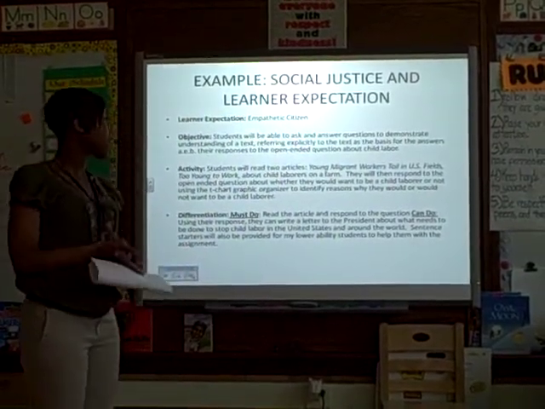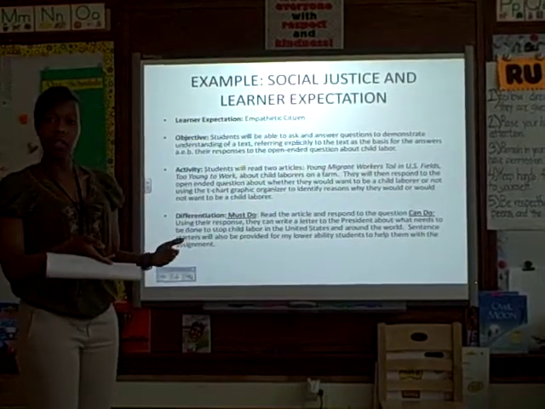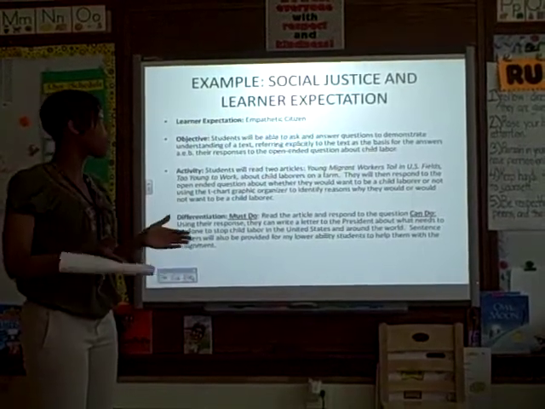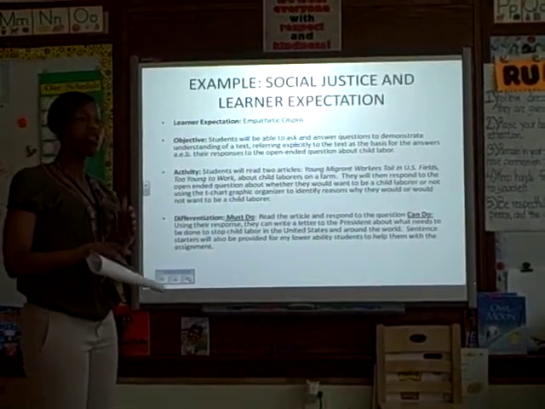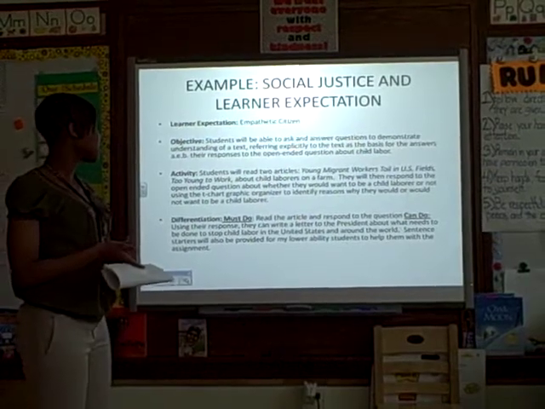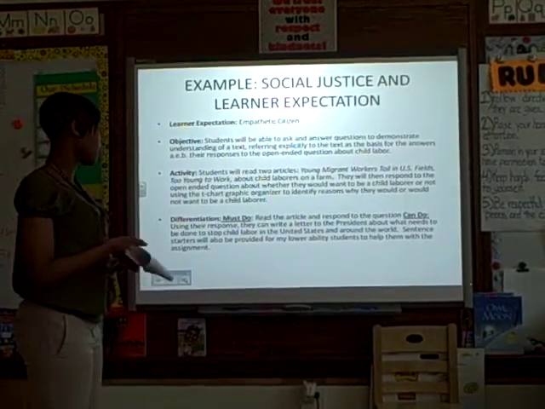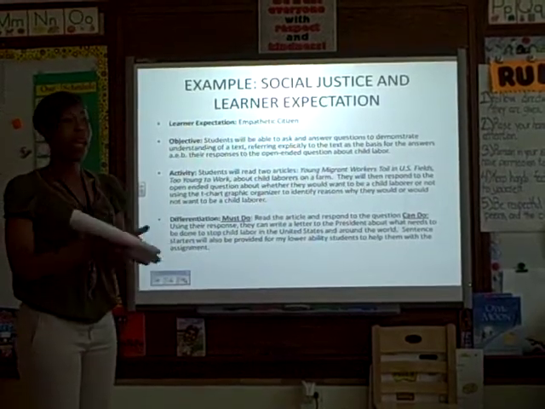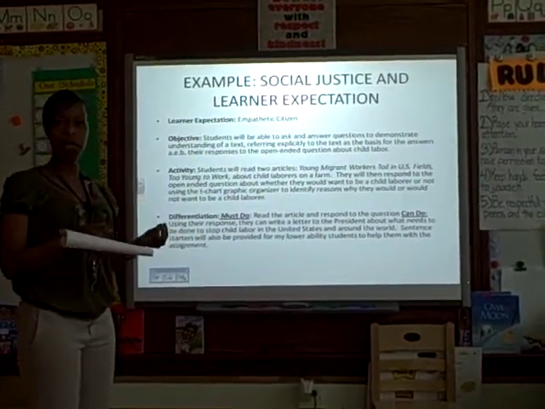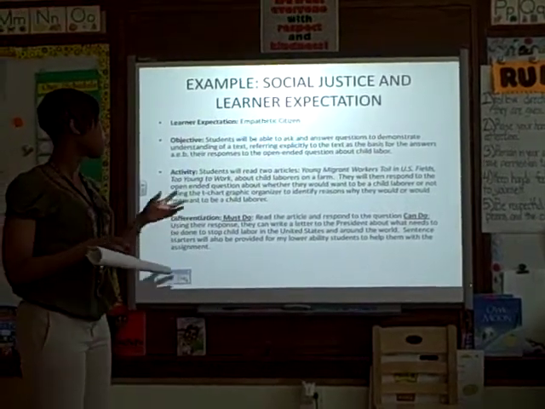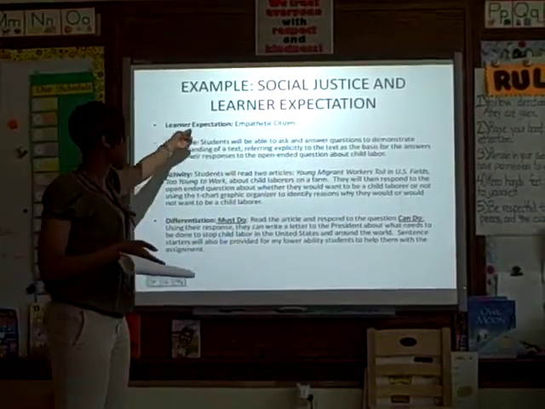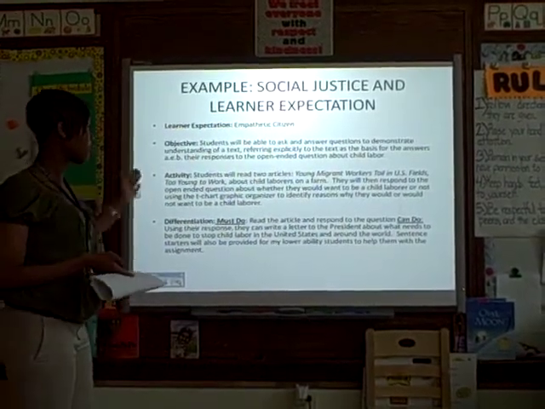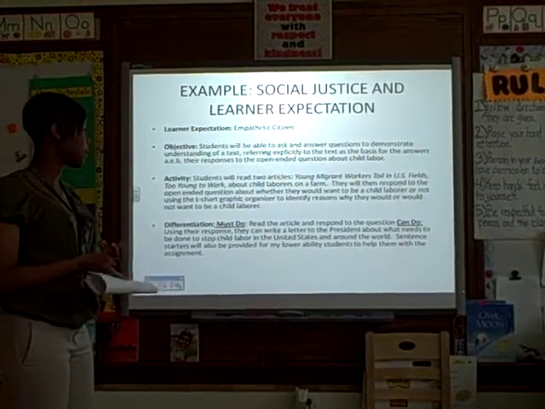And what they had to do is, after reading the article, they had to respond to the open-ended question about whether they would or would not want to be a child laborer, using a T-chart graphic organizer to identify reasons why they would or would not want to be a child laborer. So in this case, they have to read the article and then think about, would I want to be a child laborer based on what I've read in the article? And again, they're relating it to being an empathetic citizen. Great center activity that you can do to relate to the learner expectation.